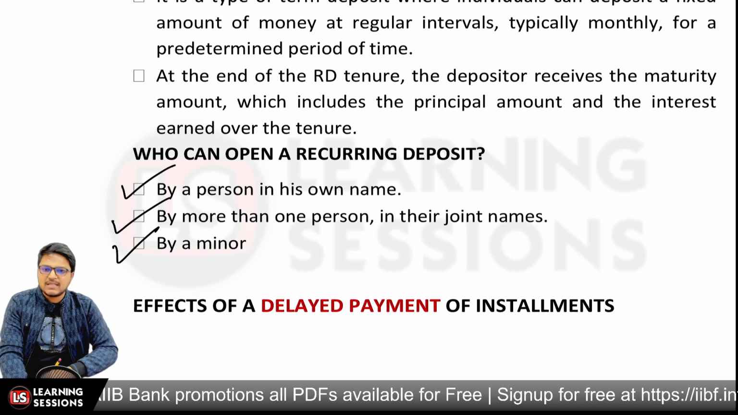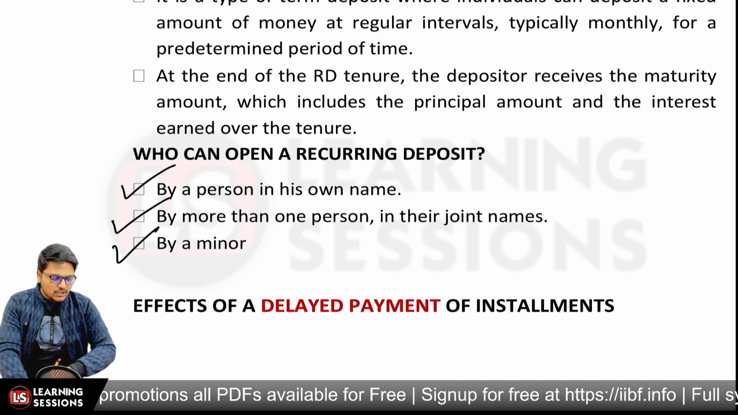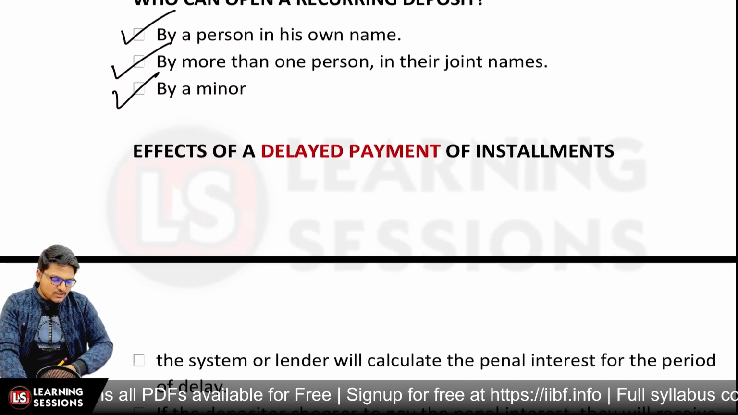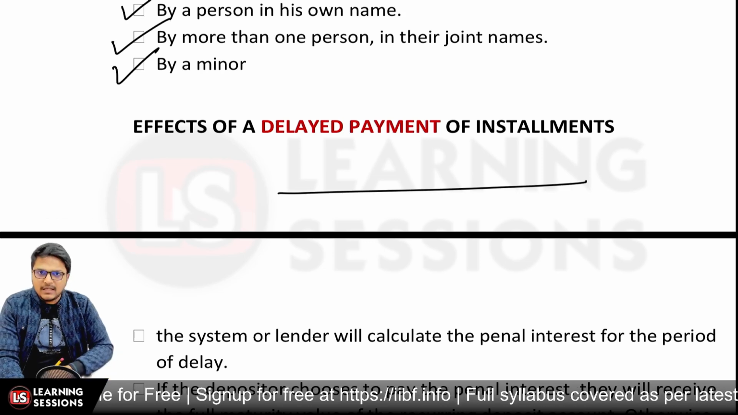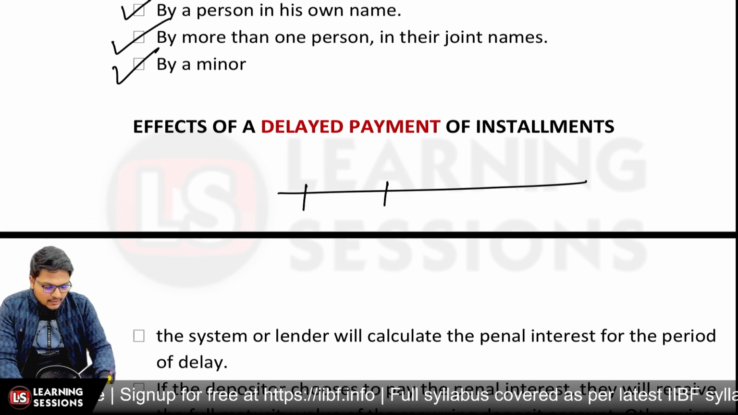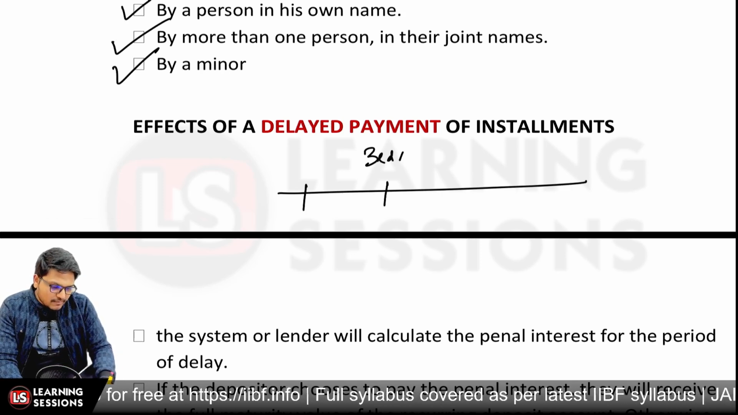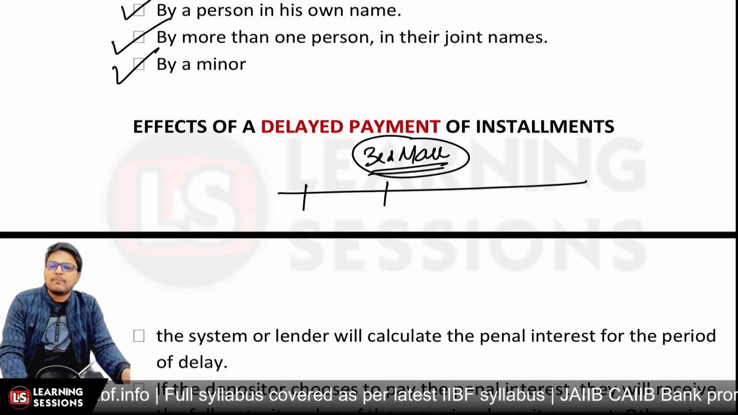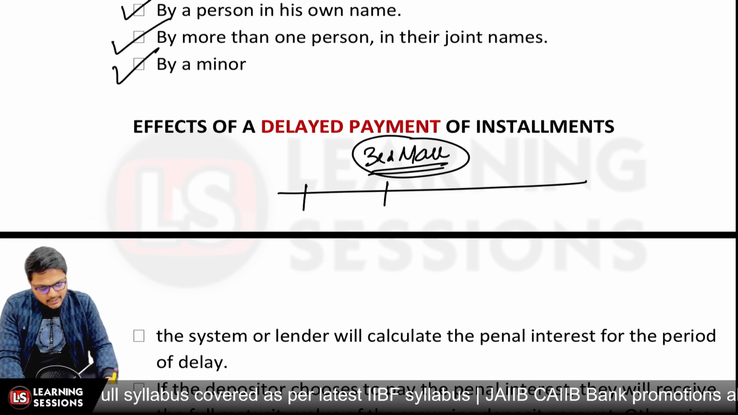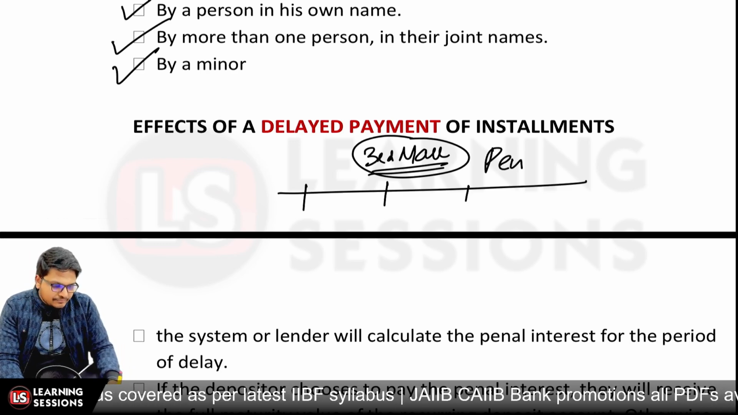Now, it may also be the case that there is a delayed payment. Whatever amount was to be deposited periodically, let's say there was a delay, that you were to deposit the balance on the 3rd of March, or the 3rd of every month, and you failed to deposit such amount. In that scenario, a penalty will be levied.